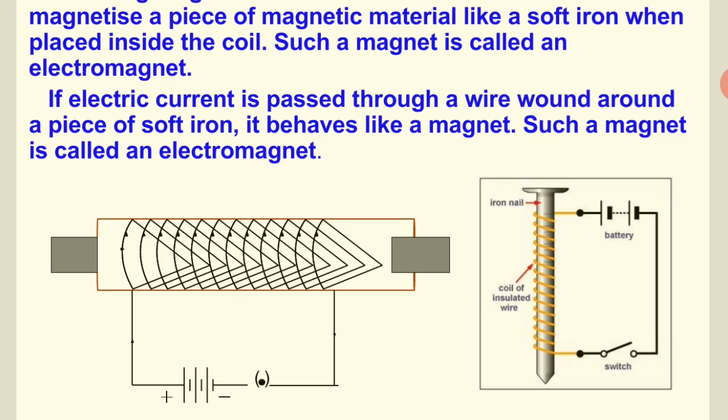That means it will attract magnetic objects. For example, pins or small iron pins will be attracted towards it. But as soon as the current stops flowing through it, it will not behave like a magnet. So it is known as an electromagnet. So when electric current is passed through the wire wound around a piece of soft iron, which then behaves like a magnet, such a magnet is called an electromagnet.